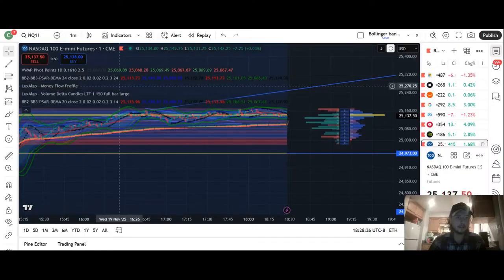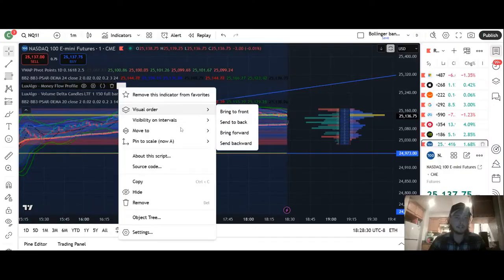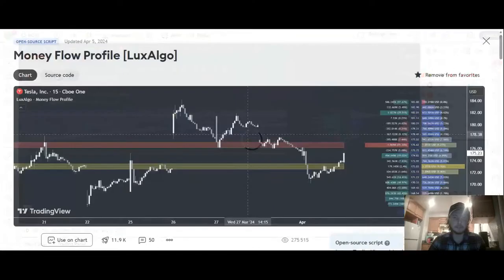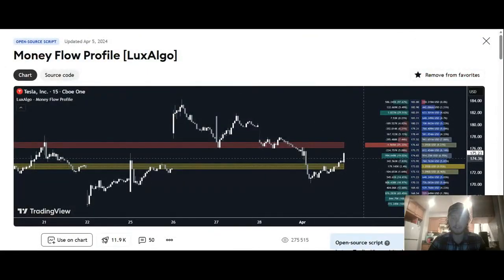Money flow profile. This is the one. It gives you the exact prices you truly want to see, a little bit of ranges. Gold means the most volume in that area.